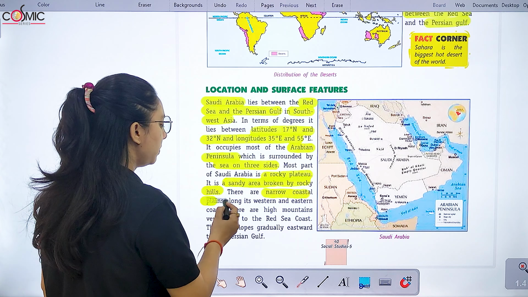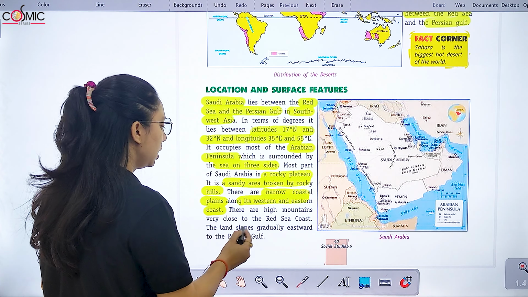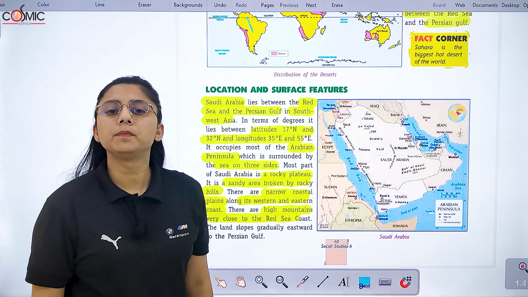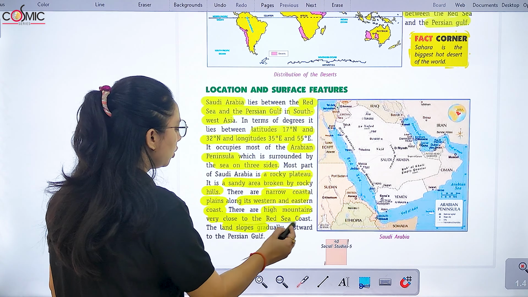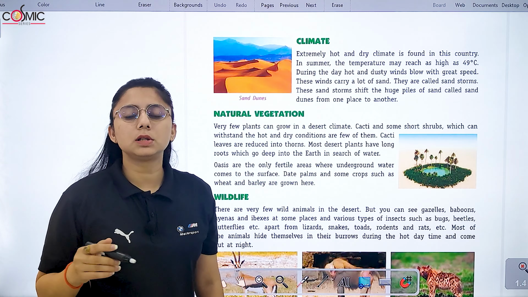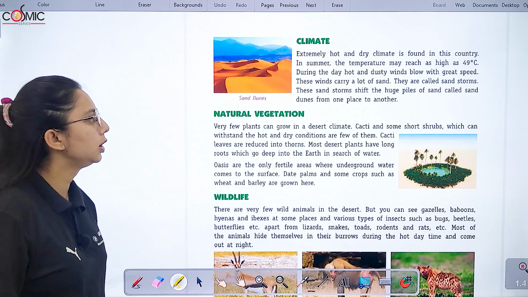यहाँ पे narrow coastal plains हैं along with western and eastern coast. यहाँ पे high mountains देखने को मिलेंगे, which is very close to the Red Sea coast. The land slopes gradually eastward to Persian Gulf, right? आप देखेंगे कि वो eastward से Persian Gulf की तरफ तक आपको देखने को मिलेगी.